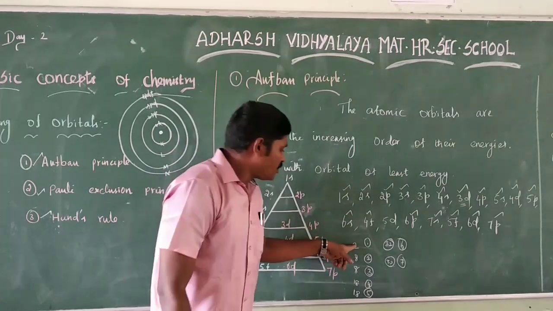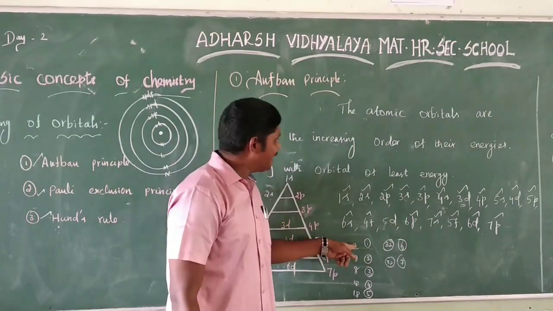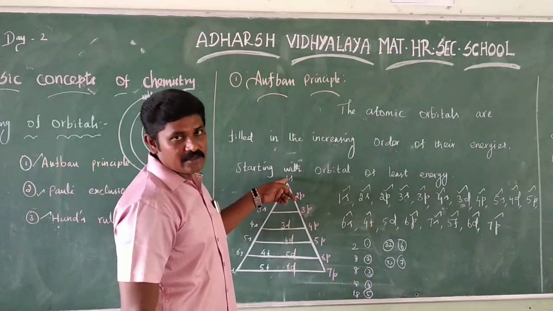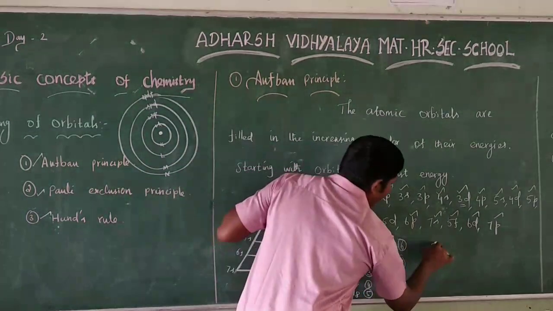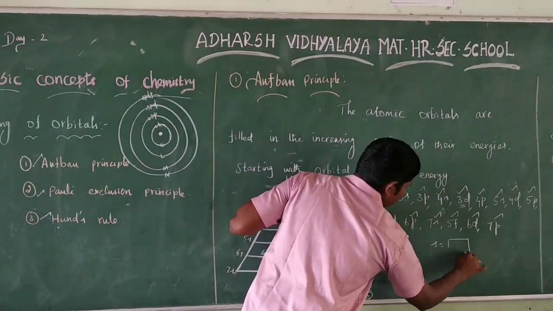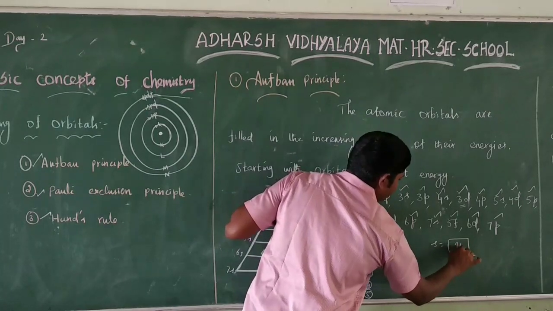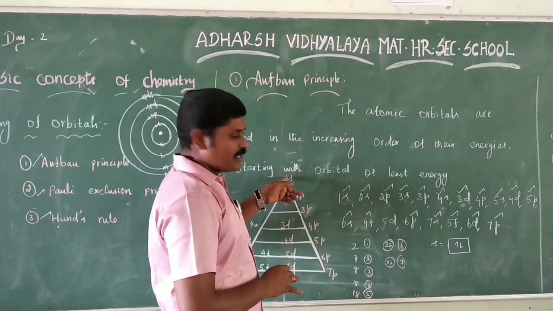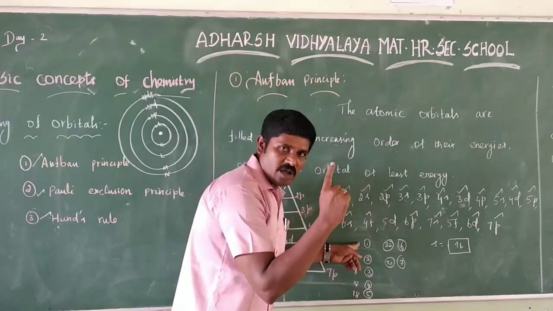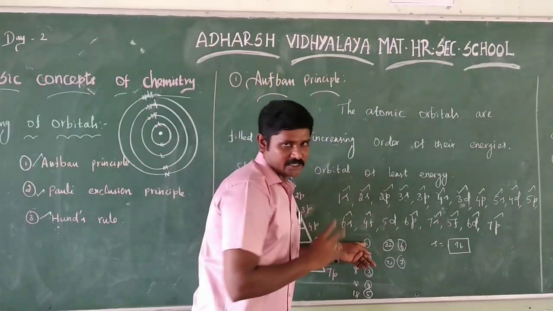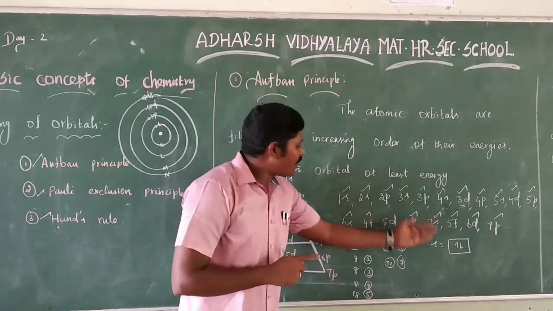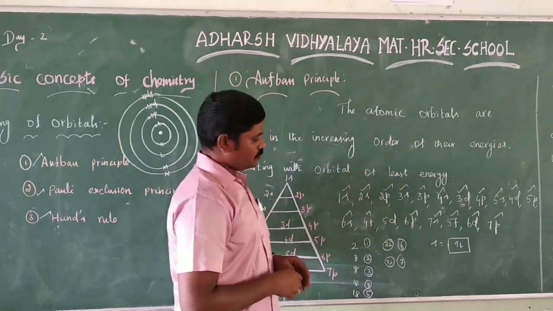The first row has hydrogen and helium, the s orbital. The s orbital has a maximum of 2 electrons. Hydrogen has 1 electron and helium has 2 electrons. So hydrogen is 1s1 and helium is 1s2.